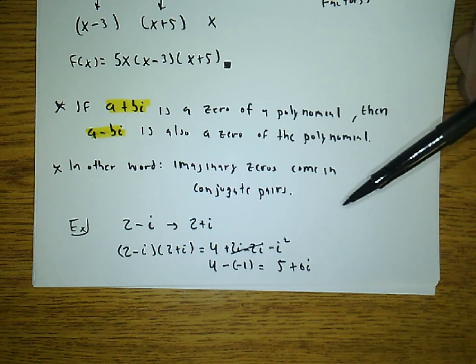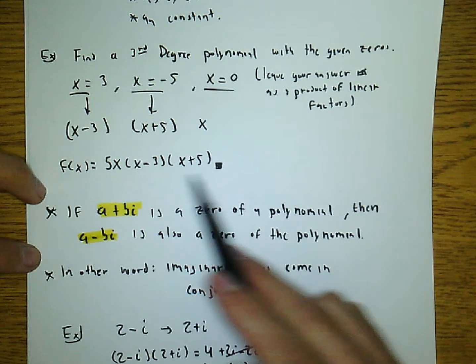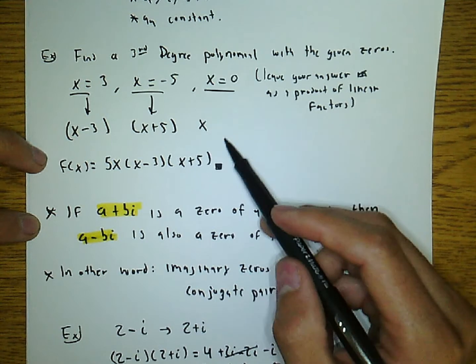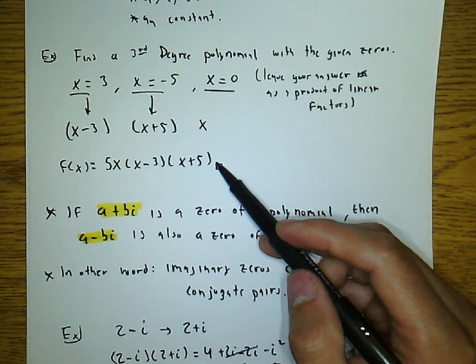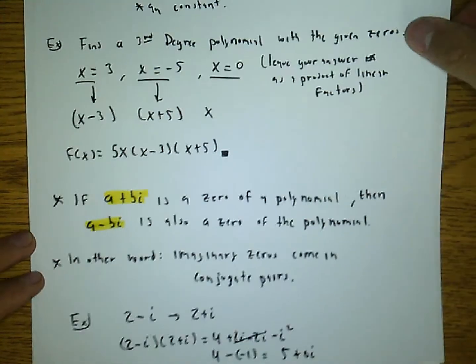Then it should make sense that if we go backwards, for example using the linear factorization theorem, if one of my zeros was imaginary and I turned it into a factor and then multiplied all this out, there shouldn't be any i's left. So let's do an example of that to show you what I mean.